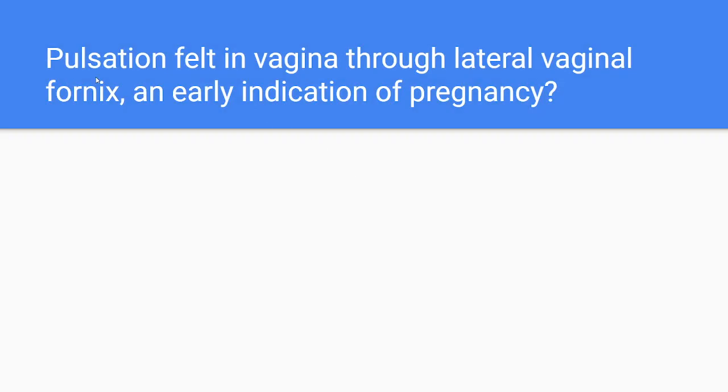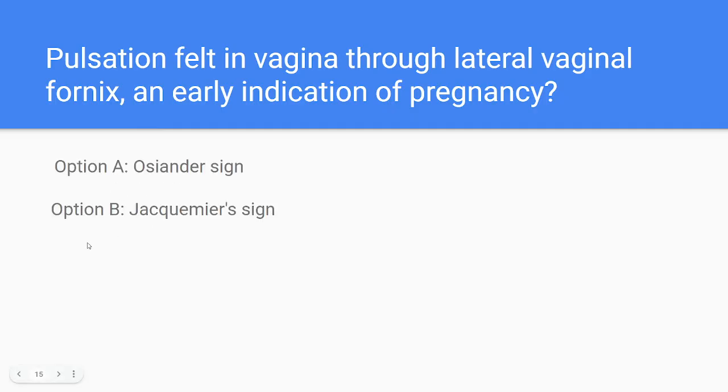Next question. Pulsation felt in vagina through lateral vaginal fornix, an early indication of pregnancy. Option A, Osiander sign. Option B, Jacquemus sign. Option C, Goodell sign. Option D, Chadwick sign.